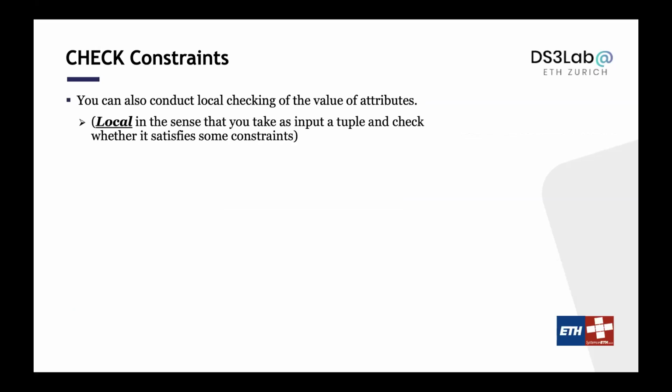So now let's look at something a little bit more complex. You can introduce essentially local checking of values of attributes. It's local in the sense that it's the type of constraint that takes as input a tuple, the whole tuple, and you can specify the condition, and the database is going to check whether it's satisfied or not.